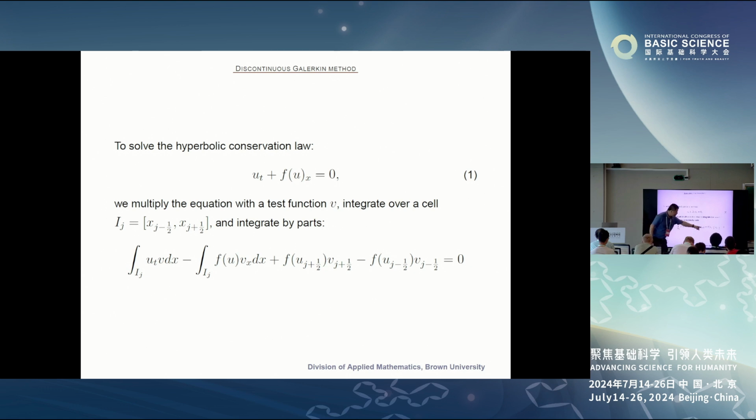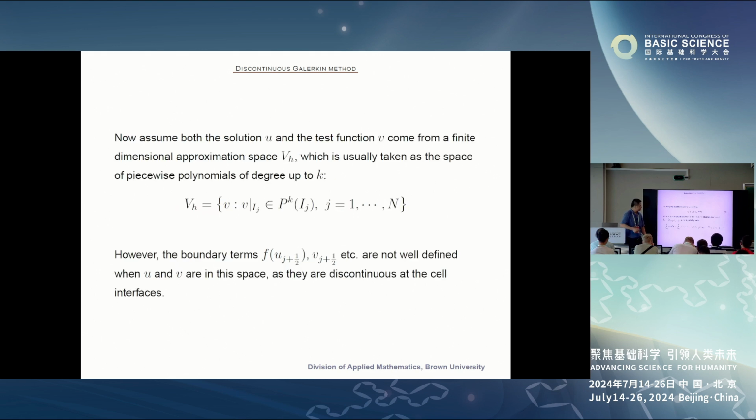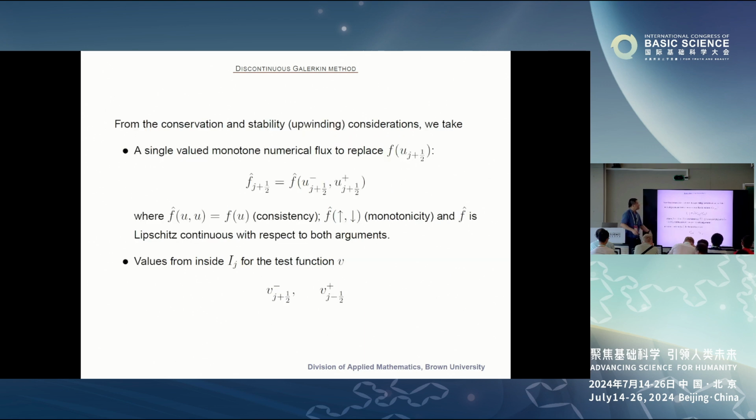Same thing. You have to tell me, what do you mean by v_{j+1/2}? Because v comes from the very same function space. It's discontinuous. So how do you treat these terms? So that's the only sort of freedom you have in designing DG, right? And that's what you explore. So this is what you do.